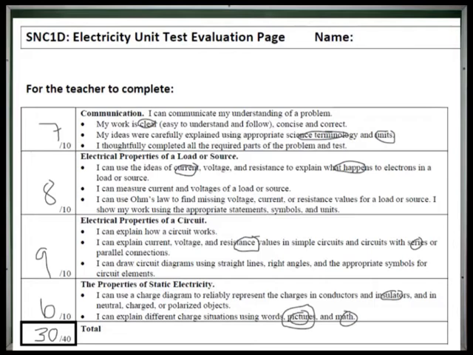So when I mark a test and I want to give students feedback, it's helpful for me to know, okay, do they understand how a load or a source works? That's one category. What happens when you put them together into a circuit? Do they understand that? That's the next category. And then for static electricity, do they understand the behavior of charged objects and their interactions with one another?